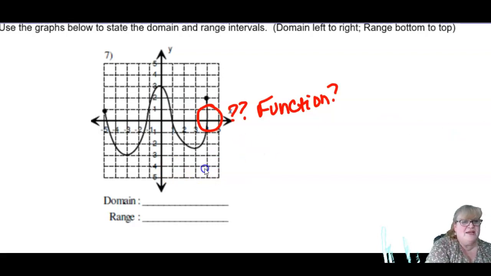All right, domain, remember, is left to right x values. Well, this has a dot, not an arrow. So the furthest left it goes is -5. And then it doesn't matter what's happening in between as long as it's hitting all these values somewhere. And then the furthest right it goes appears to be here at +4.